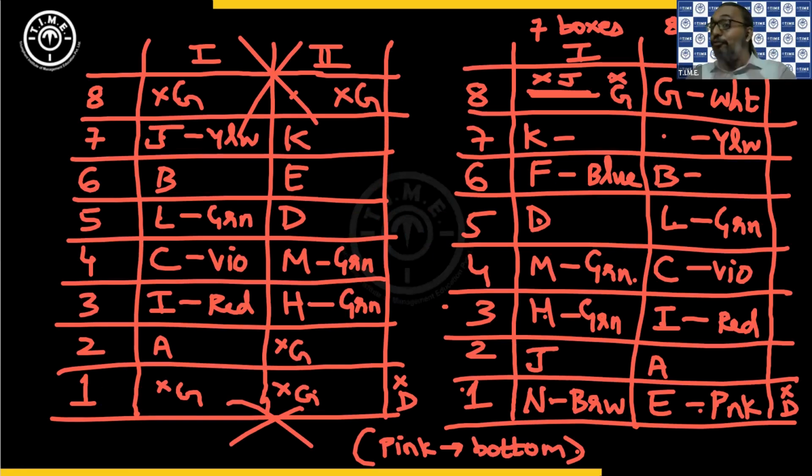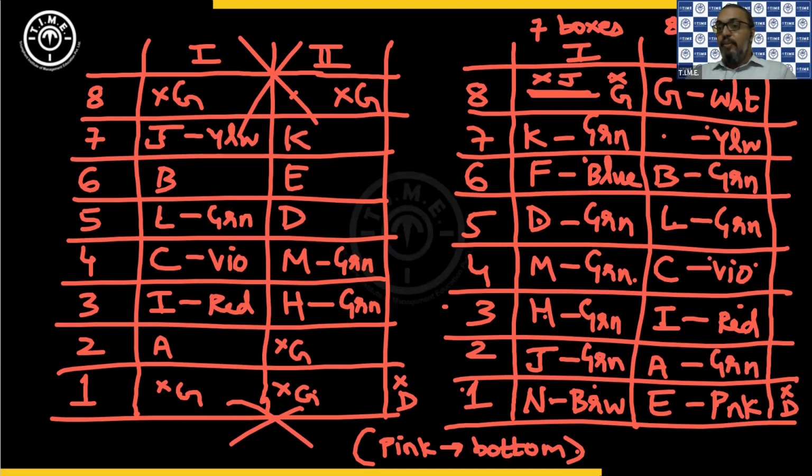Now look at how many different colors you have. F is blue, 1. N is brown, 2. G is white, 3. Then you have a yellow, 4. Then violet, 5. Red is 6. Pink is 7. So all 7 different colors. So the remaining you can give it as green. Wherever you have empty position for color, you simply give it as green because there will be 8 boxes with green.